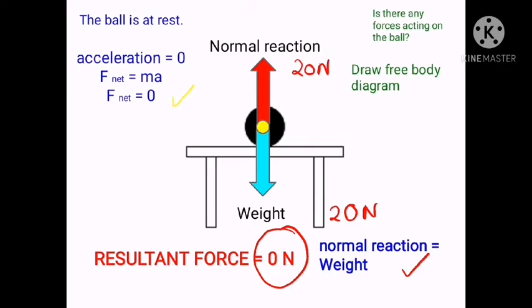So how do I know my normal reaction is 20 Newton? Because from our previous lesson, we know that to get the resultant force, if the forces are opposite in direction, we should subtract the forces. So 20 Newton minus 20 Newton, you get 0 Newton. That's how I know my normal reaction is 20 Newton. So remember, if the ball is at rest, it means the resultant force is 0 Newton, always.